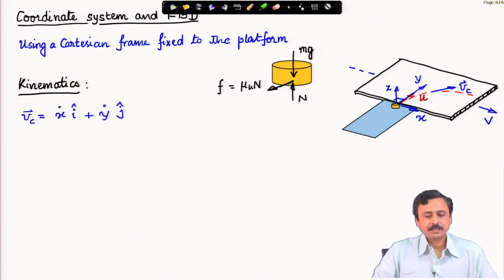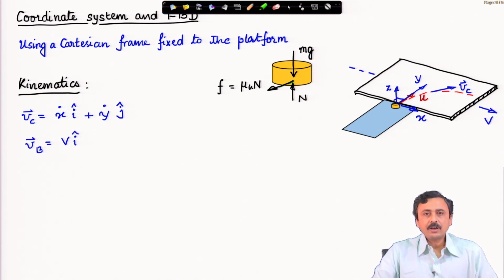The kinematics. If I say that in this coordinate system that I have shown, at any point of time the coordinates of the cylinder are x, y, therefore, the velocity vector I can write as x dot i cap plus y dot j cap, because i and j are not changing direction. Therefore, the position vector is x i cap plus y j cap and velocity is x dot i cap plus y dot j cap, as it happens in a Cartesian coordinate system fixed with distant stars.